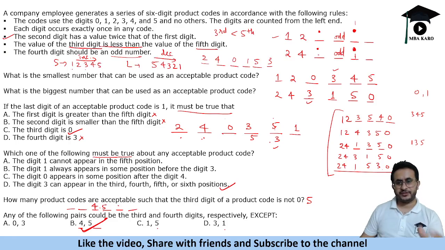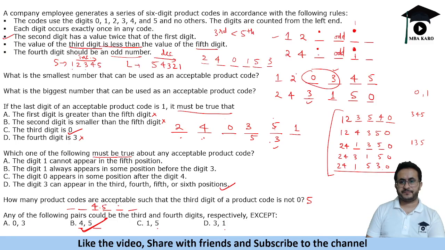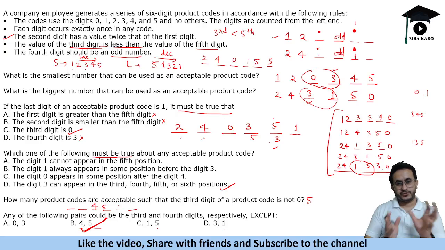Others are possible. You might have seen in these cases, 0 and 3 we have seen in this case, 1 and 5 we have seen in this case, and 3 and 1 we have seen in this case. So all others we have seen in the cases that we made in the question, but 4 and 5 cannot be the 3rd and 4th digits, because the 5th digit has to be greater than 4, and 5 is already used in the 4th position. So this was another set which had simple instructions, but each of the questions was time consuming.